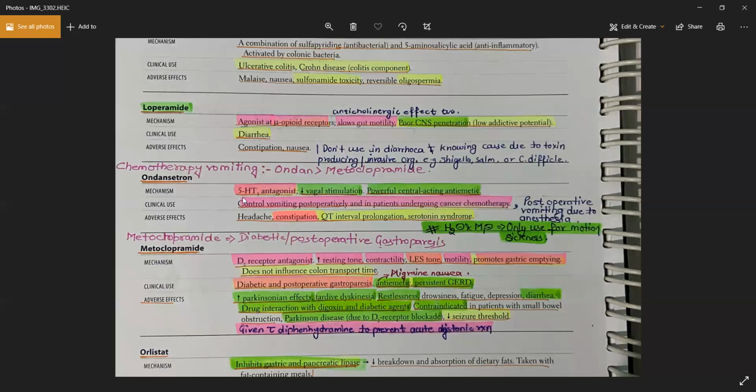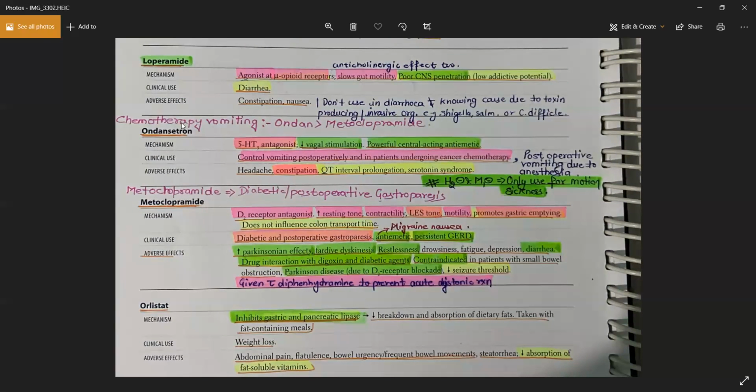Then comes the anti-emetic agent, ondansetron. It is a serotonin antagonist. It will inhibit the vagal stimulation, so it works as a powerful anti-emetic. You mainly use this drug for chemotherapy or post-operative vomiting. So whenever you encounter a case of chemotherapy or post-operative vomiting, you will always choose ondansetron. Although metoclopramide can also be used, we don't use metoclopramide that much. Mainly for diabetic gastroparesis we use metoclopramide, but for chemotherapy and post-operative emesis, you use ondansetron.